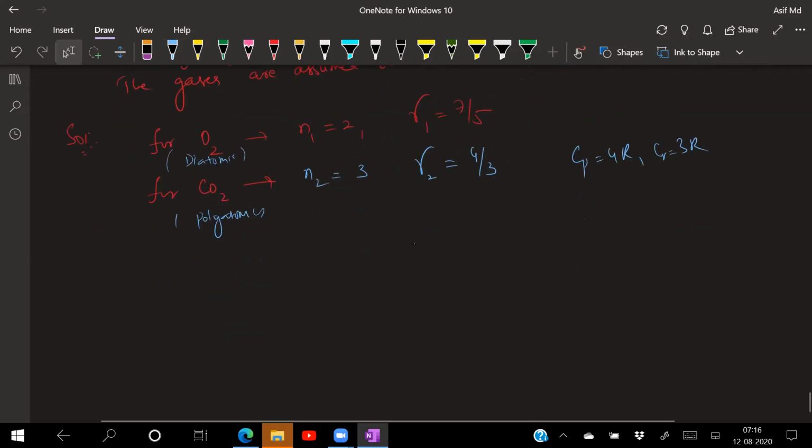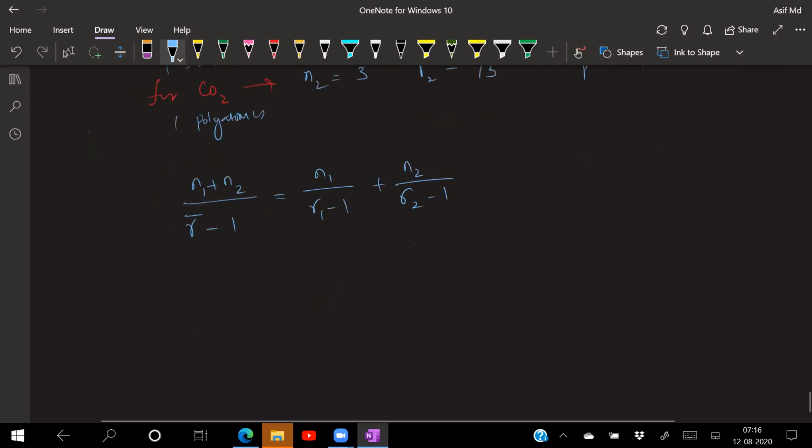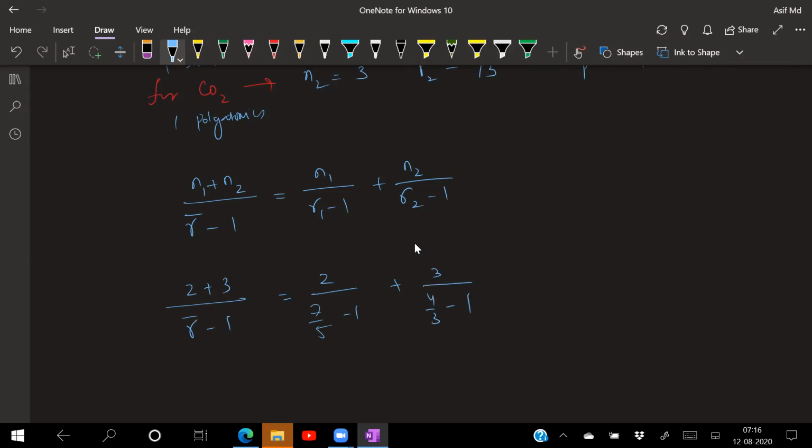Now, for the mixture of gases, we know the formula: (N1 plus N2), because we are having only two gases, divided by (gamma of the mixture minus 1) is equal to N1 by (gamma 1 minus 1) plus N2 by (gamma 2 minus 1). So the number of moles are 2 plus 3, divided by (gamma bar minus 1), is equal to 2 by (7 by 5 minus 1) plus 3 by (4 by 3 minus 1).